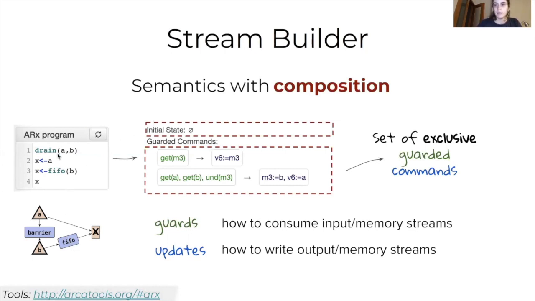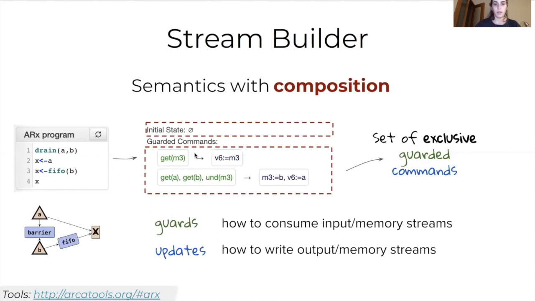So each of these constructs has a semantics given by a stream builder. And we can get the semantics of the entire program by composing these simple stream builders and obtaining a new stream builder. A stream builder is specified by an initial state, a condition on the initial state that determines the initial value of internal memory streams. In this case, we don't have any condition on the memory streams. And a set of guarded commands, where each guarded command specifies a possible behavior that the system can perform. And they are exclusive, meaning that only one guarded command can be executed at a given time.